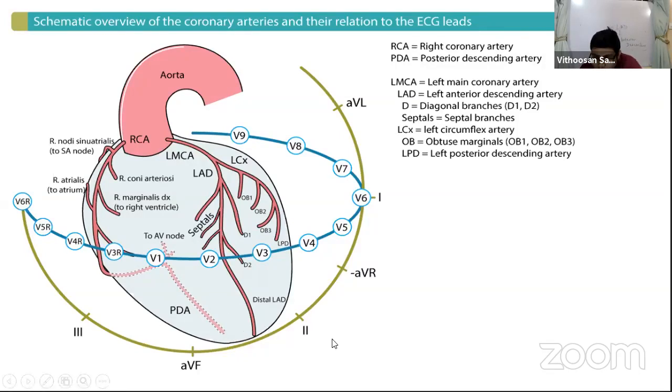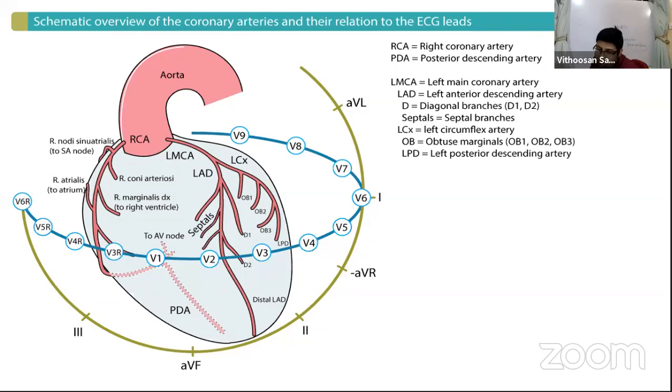Now, lead 2, lead 3, and AVF, these three are looking at the heart from what side? Inferior side, from the bottom. If you look at the photo, you understand, right? Lead 2, lead 3, AVF are looking at the heart from the inferior side.